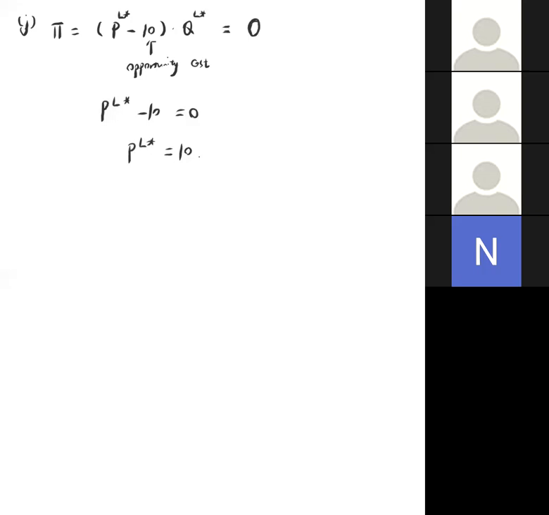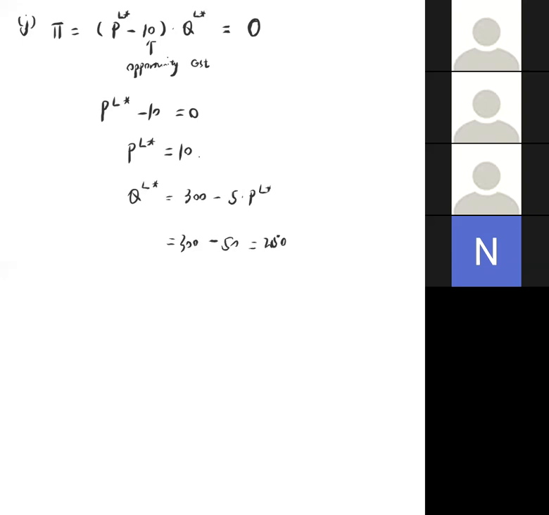And plugging this into the demand function, we know that the equilibrium quantity in the long run is 300 minus 5 times the long-term equilibrium price. So that is 300 minus 50, which is 250. So that's the answer to part J. In the long run, the equilibrium price will be 10, and the equilibrium quantity will be 250.